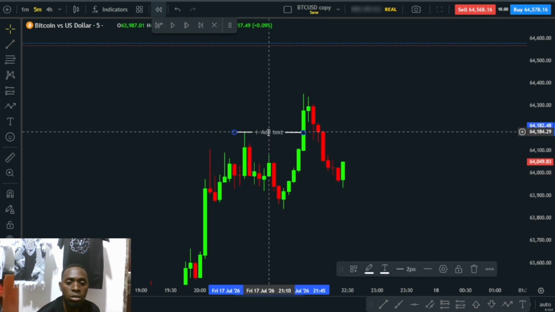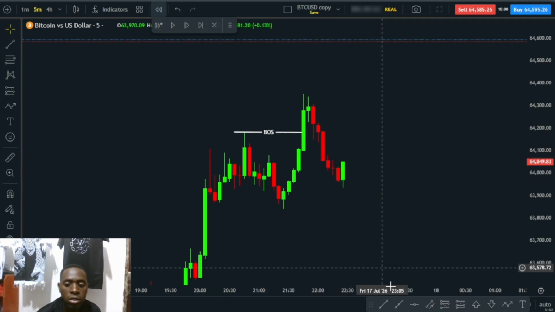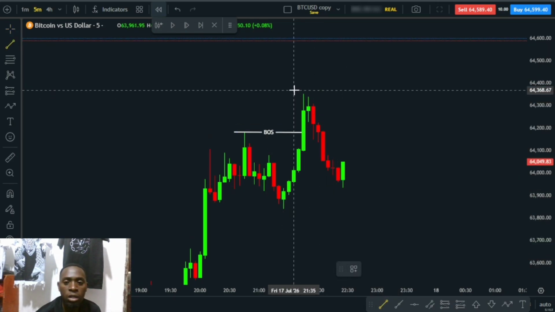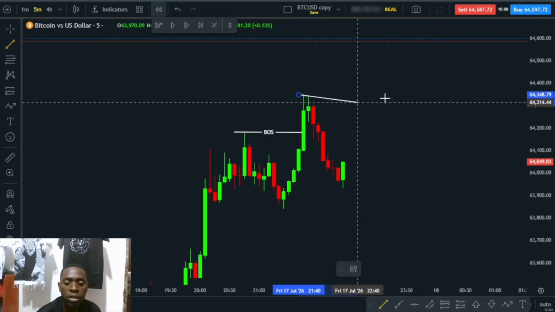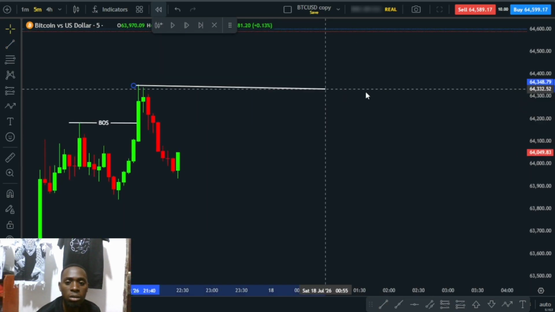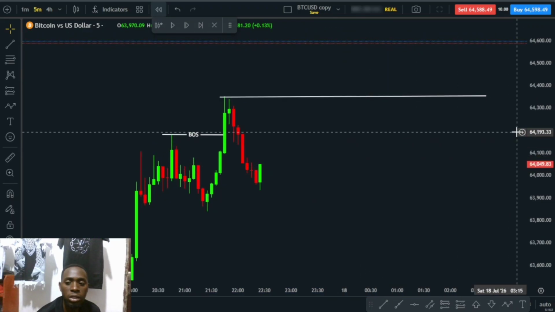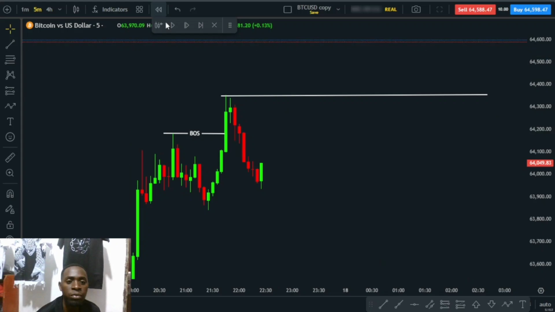That's a break of structure, BOS. Then we got that high right there. I'll mark it up to somewhere there, and we see if the market is able to break it. Then what next?